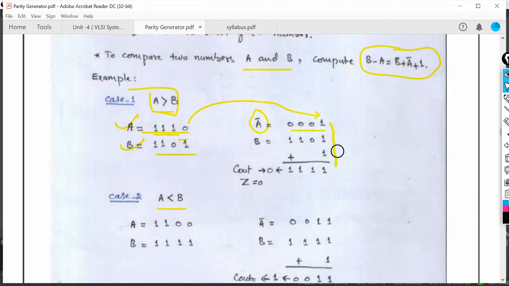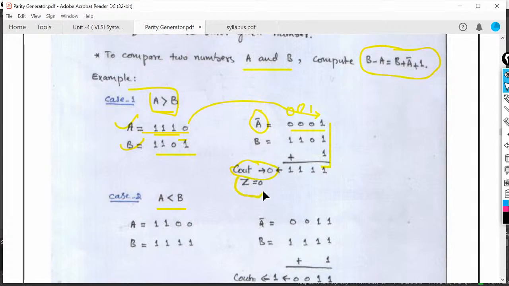When we add these bits, 1 plus 1 gives 1 0, so 0 is written here and 1 will be the carry. Now 1 plus 0 plus 0 gives 1, carry is 0. Now 0 plus 0 plus 1 gives 1. Again 0 plus 0 plus 1 gives 1. Here there is no carry on the output side, so we can write carry equals 0.